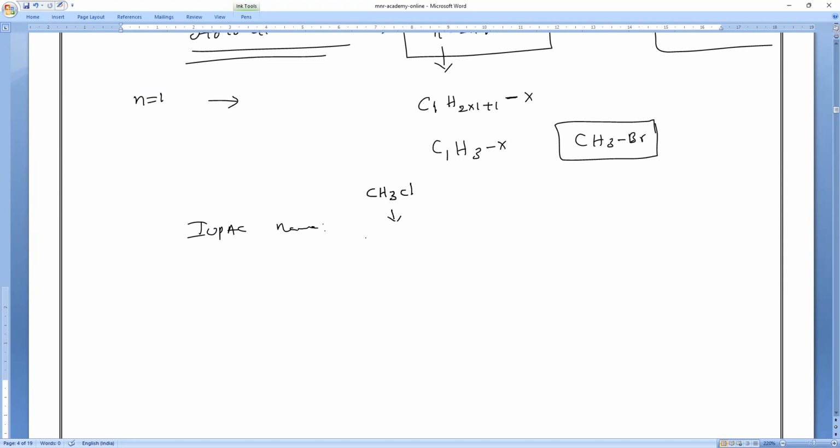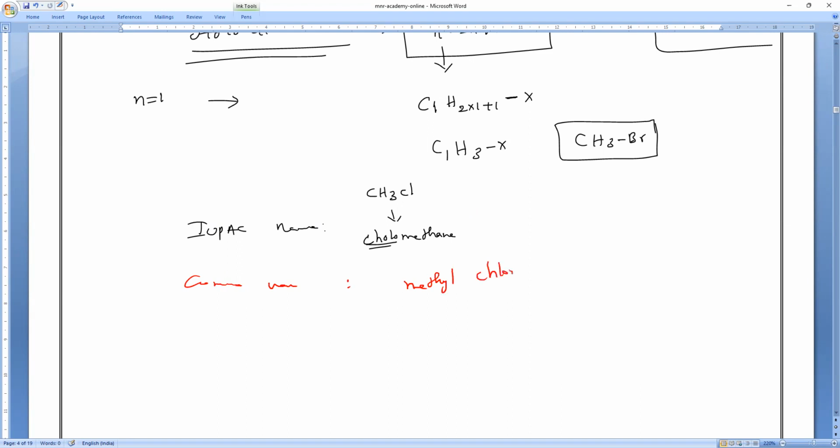Common name. IUPAC name, I will say to you: chloromethane. What is the name? All of you? Chloromethane. Suffix or prefix? Okay. And the common name, please note it, is methyl chloride.